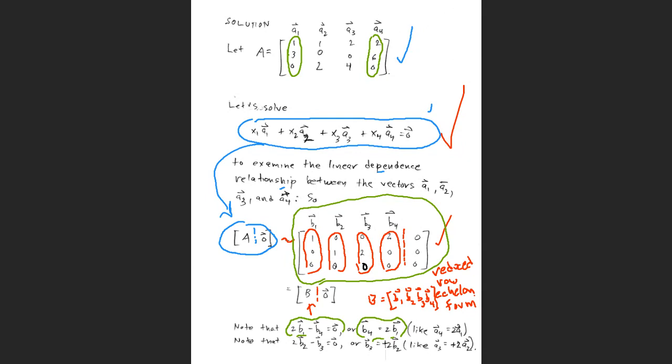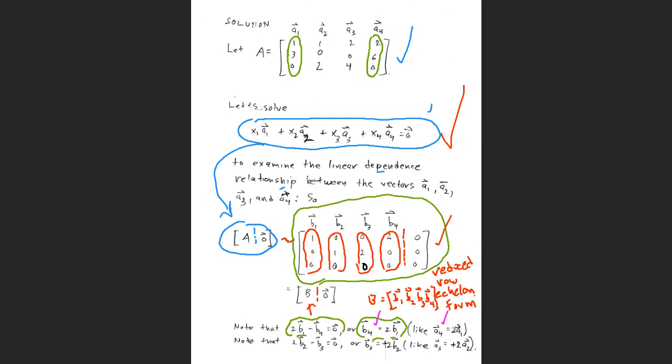So we did row operations on this augmented matrix, but the row operations preserved the linear dependence relationships. In other words, the fact that in the reduced echelon form of the augmented matrix, the fourth column was twice the first column, that's also true for the original augmented matrix. The fourth column, A4, is twice the first column, A1.